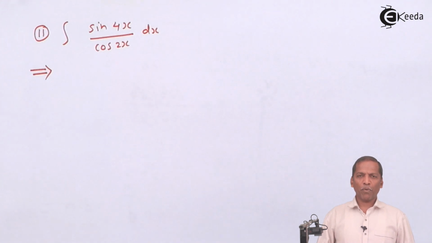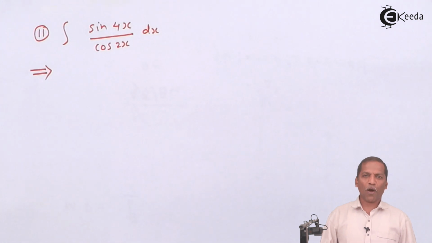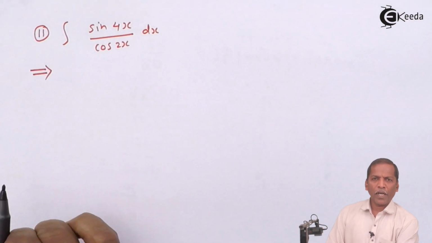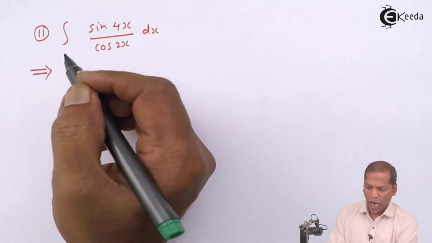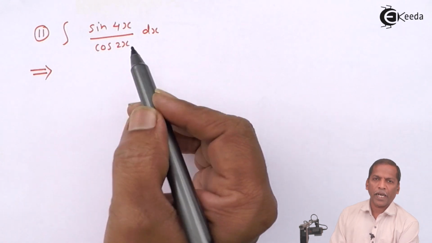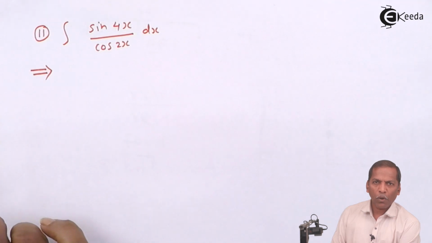Hello friends, now we see problem number 11, which is based on rules of integration of the chapter integration. Problem number 11 is the integral of sin 4x upon cos 2x into dx. Now let's see the solution.